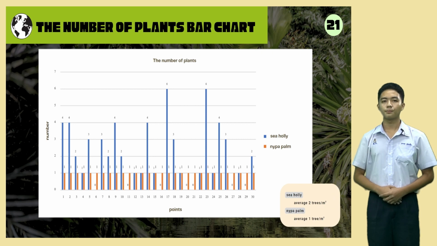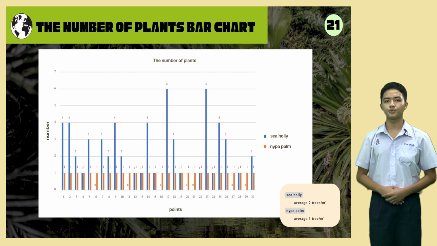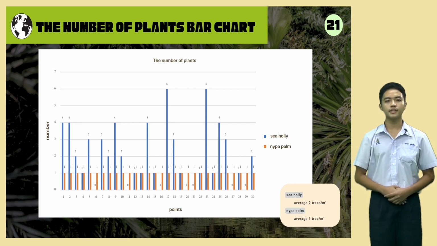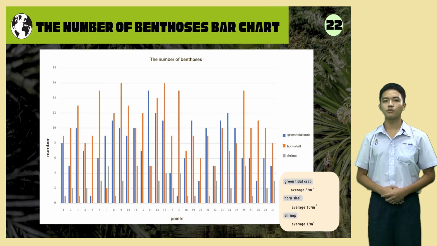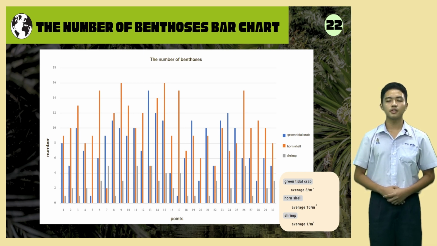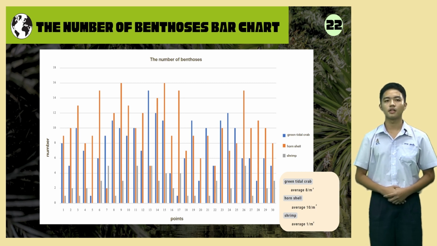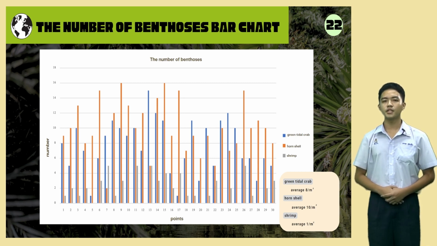Number 3. Plant count. The average number of sea holly trees per square meter is 2. The average number of Nypa palm trees per square meter is 1. Number 4. Benthos count. The average number of green tidal crabs per square meter is 8. The average number of horned shells per square meter is 10. The average number of ships per square meter is 1.